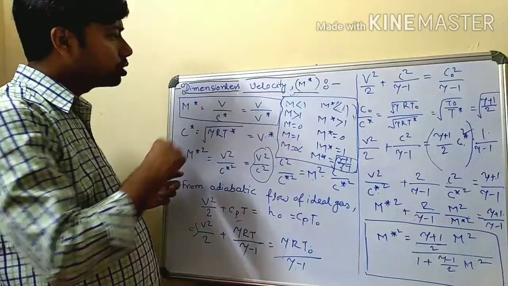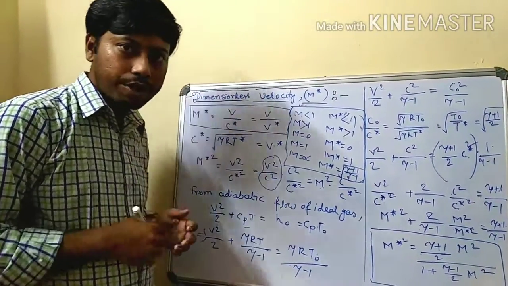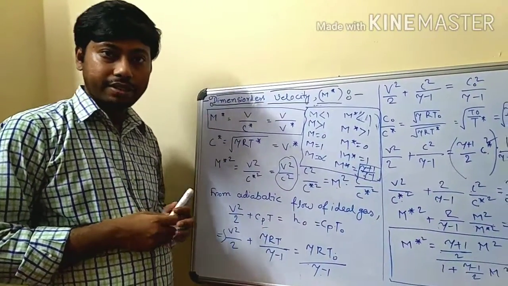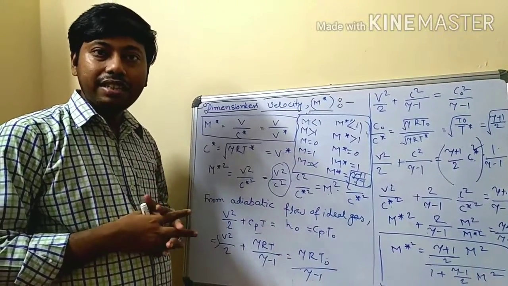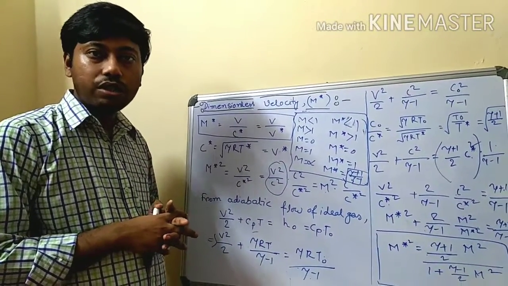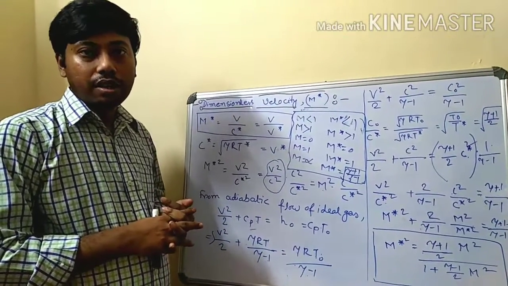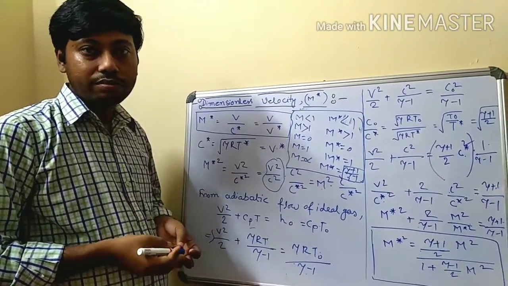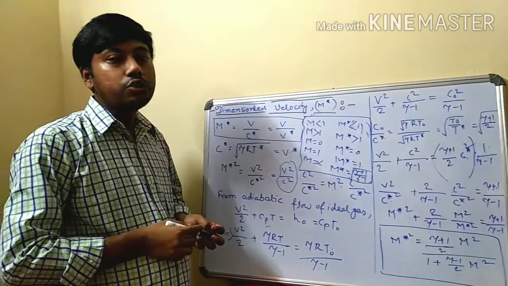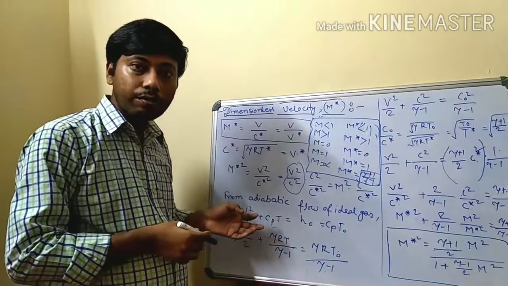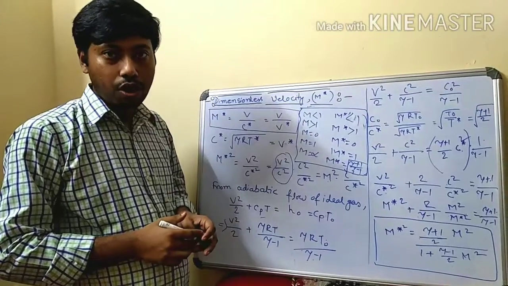So these are the dimensionless velocity M star values, and one question for you: what is Mach number? Can you tell me what Mach number is? Mach number is basically the ratio of the velocity of the fluid divided by the velocity of sound. Now, what is the condition for Mach number? If M is greater than 1, the flow is supersonic. If M is less than 1, it is subsonic flow. If M is equal to 1, it will be sonic flow or sonic velocity.